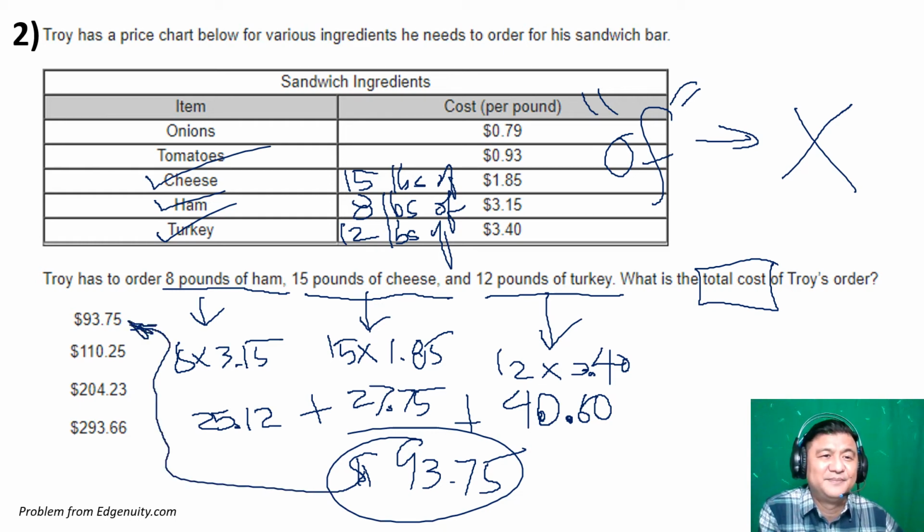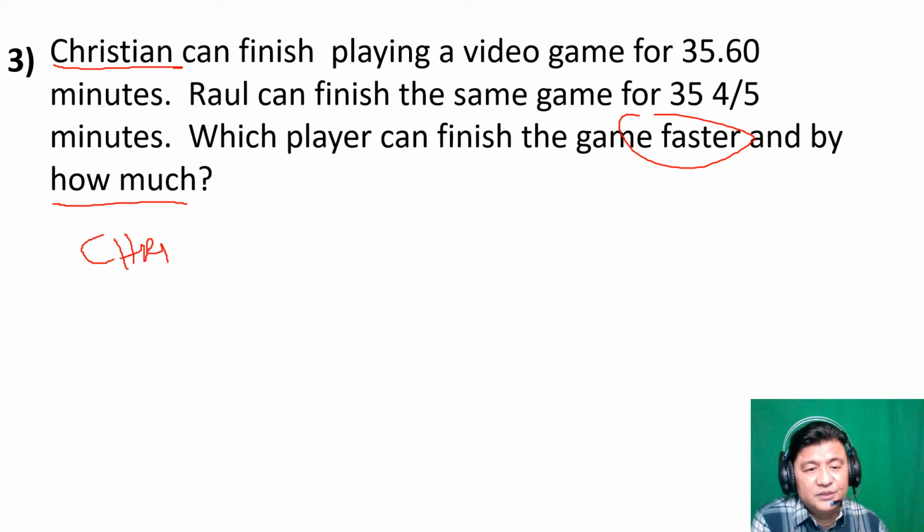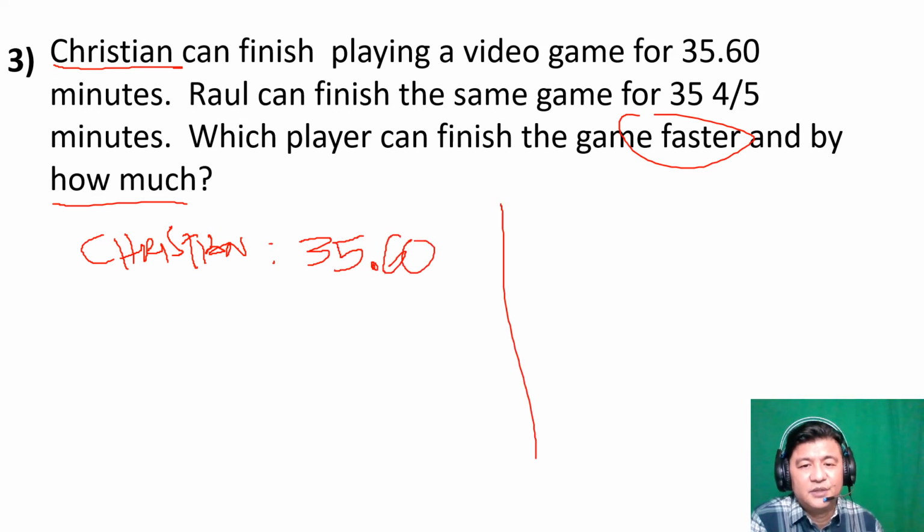Okay, good job. Okay, for the third problem, Christian can finish playing a video game in 35.60 minutes. Raul can finish the same game in 35 and 4/5 minutes. Which player can finish the game faster and by how much? All right, so let's start with Christian. Christian is 35.60. All right. The other one is Raul. Raul is 35 and 4/5.